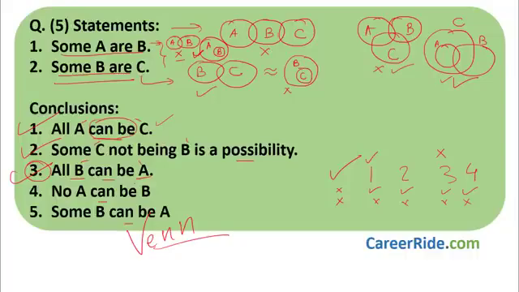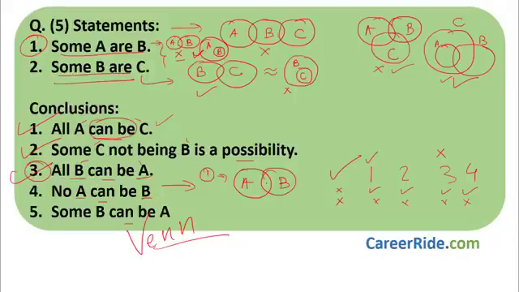Okay. Fourth conclusion, no A can be B. What is this? Already the relation between A and B is asked. What is the relation between A and B in statement number 1? I'll draw it over here. Statement number 1 relation is some A are B. That means this is A, this is B. So compulsorily there has to be connection or overlapping between A and B. We can never say that no A can be B. This is not possible only.